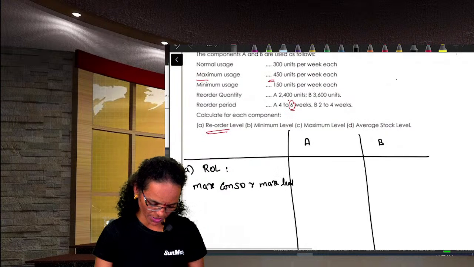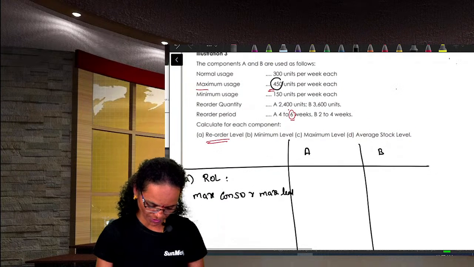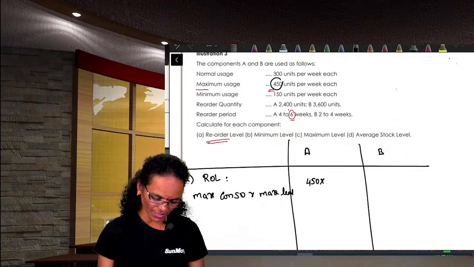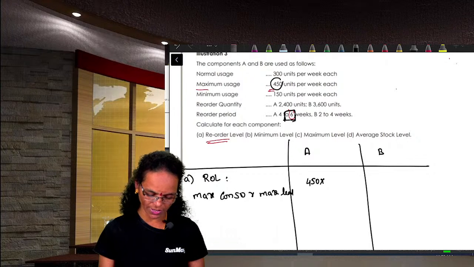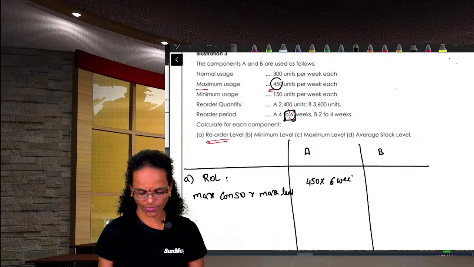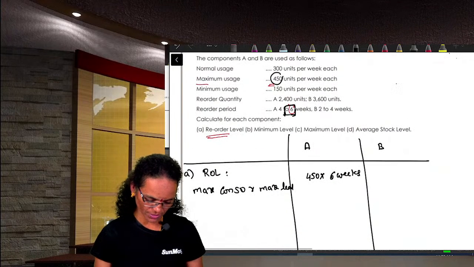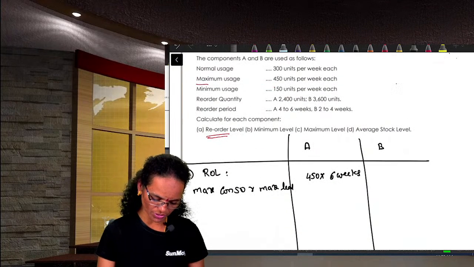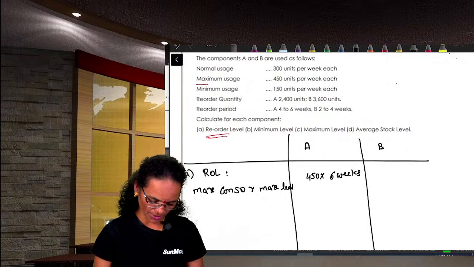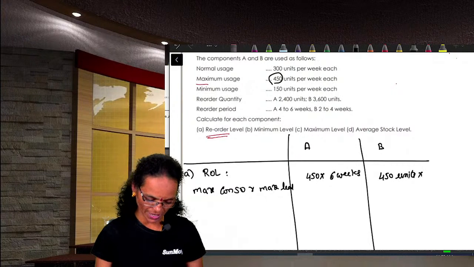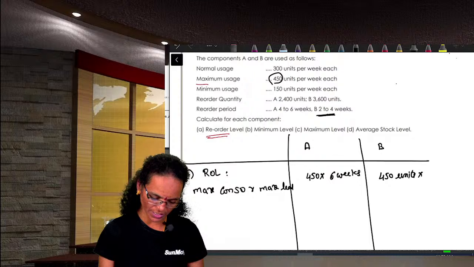Maximum consumption for A is 450 units. Maximum lead time taken for product A is 6 weeks. So first we write all this information, and for B, maximum consumption is 450 units, and maximum lead time for B is 4 weeks.